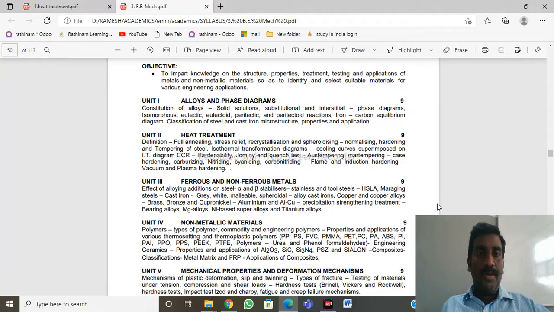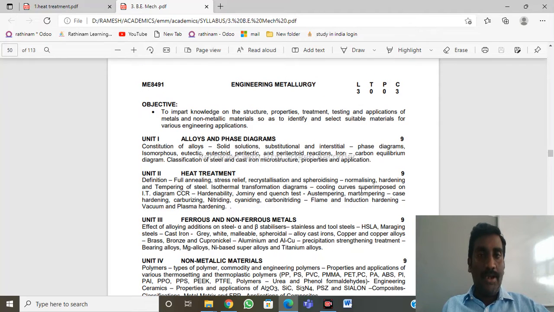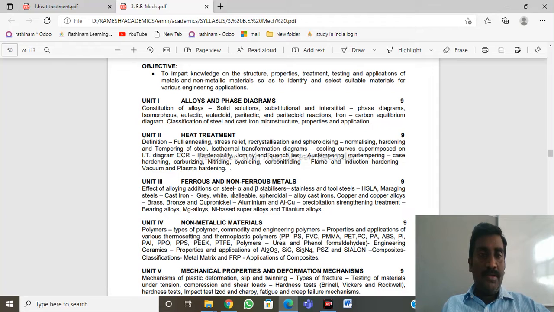Now we are going to see about Unit 2 Heat Treatment in ME 8491 Engineering Metallurgy. In this heat treatment process, we are going to see about what is annealing and normalizing, hardening, tempering of the steel and isothermal transformation diagrams, austempering, martempering, and hardenability, Jominy end quench tests, and carburizing, nitriding, cyaniding. So these are all the things that we are going to cover in this unit.